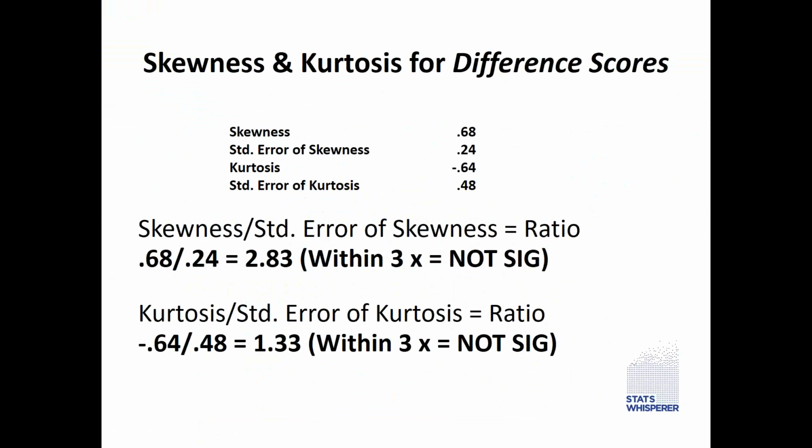We do this with our difference scores because it's a continuous score. We would also do the same procedure with other continuous variables, such as our income variable, right? And any continuous score you have within your study.